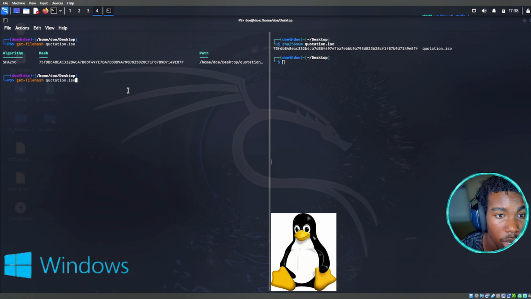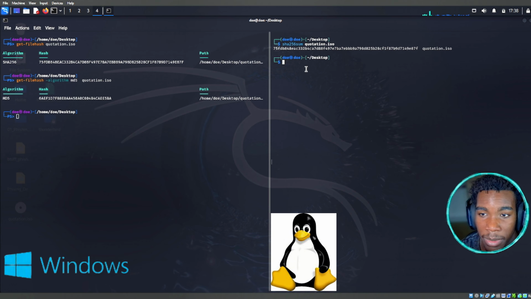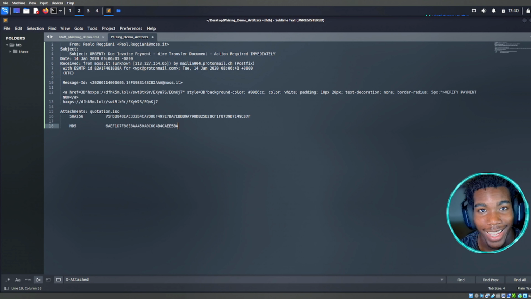So to do that here in PowerShell first, we're going to use this -Algorithm flag, and then we're going to go MD5 and then quotation.iso, and there's the MD5 hash. And then for Linux, we're going to go md5sum, and then the same file name here. And then here you go. And now we get both of the hashes that we can submit and use for reputation checks and documenting.